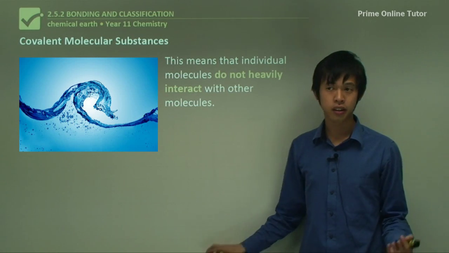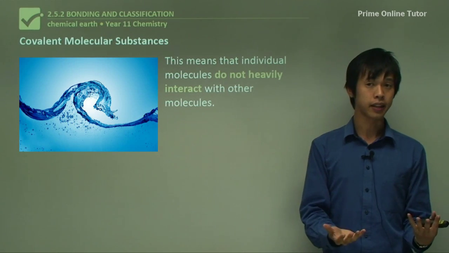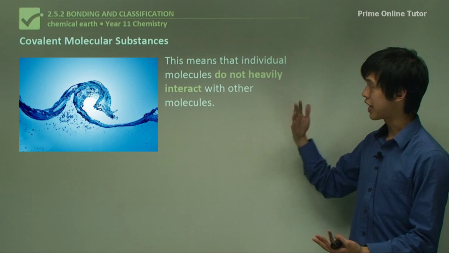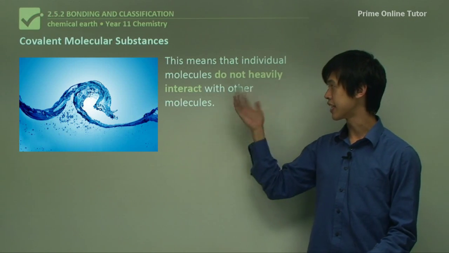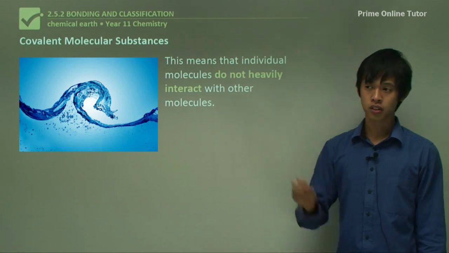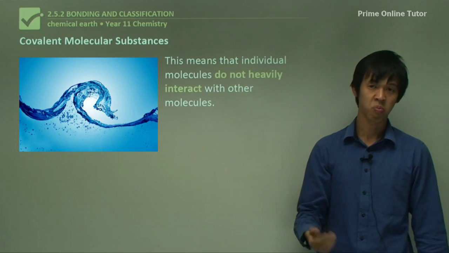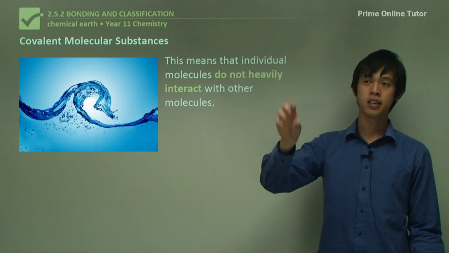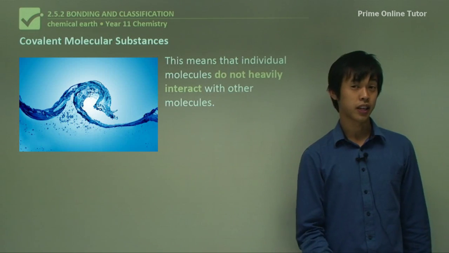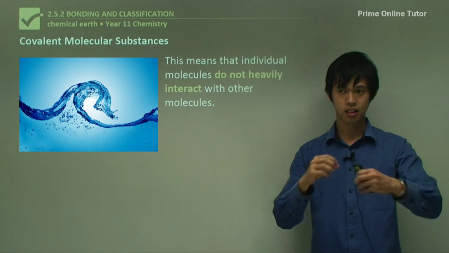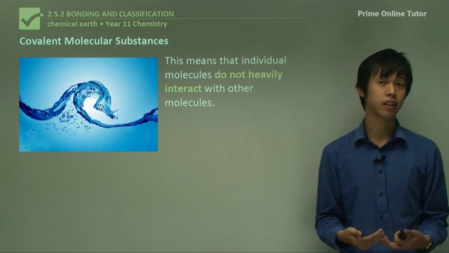And because they are all discrete and act independently, then we know that each molecule doesn't interact heavily with other molecules. So one molecule might be going this way, another one might be going this way. They won't even notice each other. Okay? So that's what makes a covalent molecular substance interesting. Each of its molecules acts independently of other molecules.